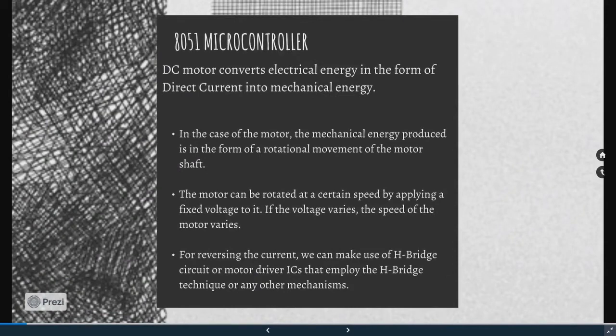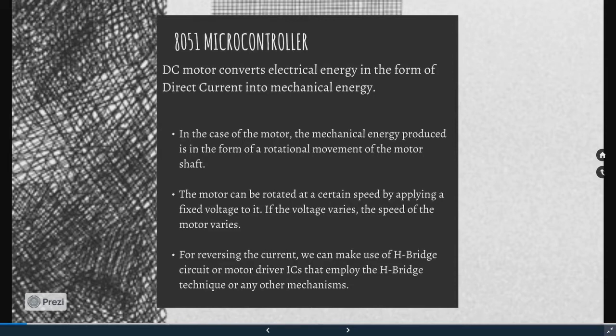8051 microcontroller. A DC motor converts electrical energy in the form of direct current into mechanical energy. In the case of the motor, the mechanical energy produced is in the form of rotational movement of the motor shaft. The motor can be rotated at a certain speed by applying a fixed voltage to it. If the voltage varies, the speed of the motor varies.